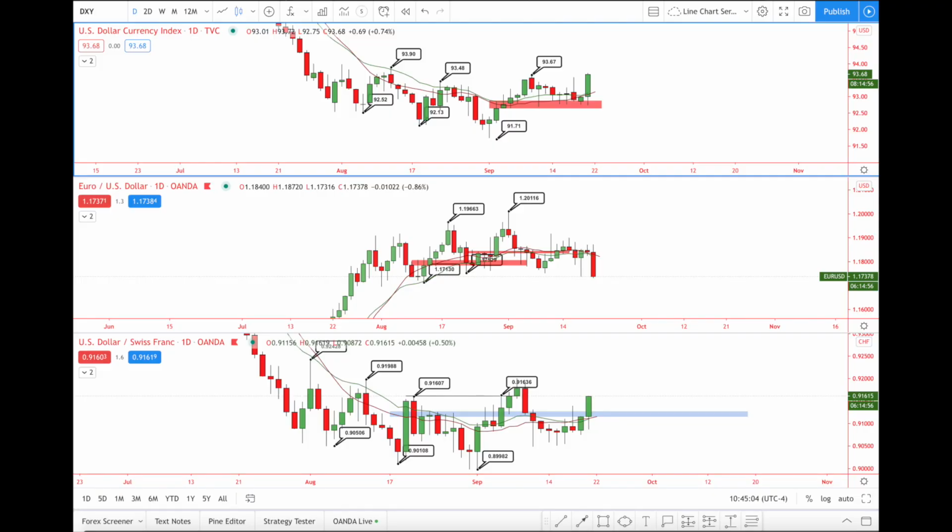So here's an example of what I'm talking about. I have 3 charts stacked on top of each other. The top chart is the dollar index. It's the DXY chart.